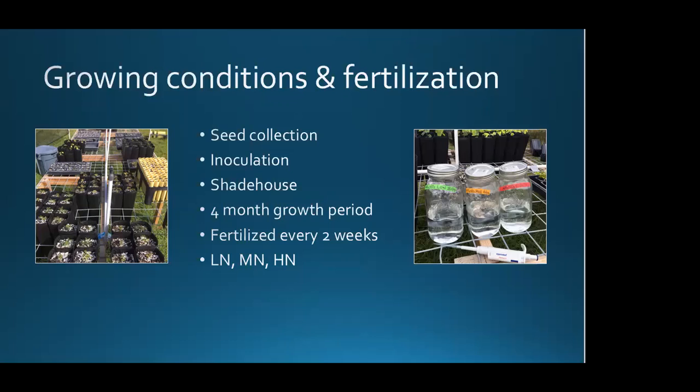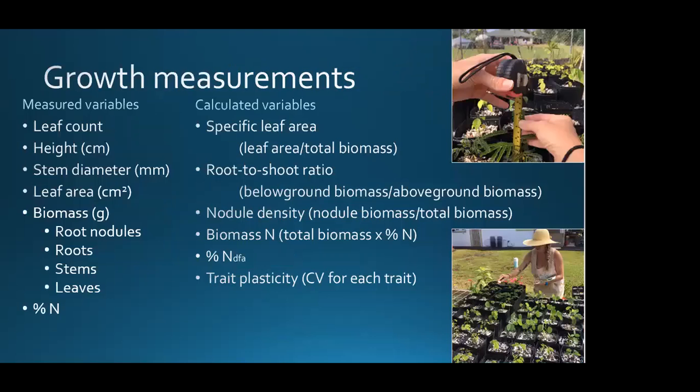Fertilization consisted of a standard nitrogen-free fertilizer to keep other nutrients constant, and 3 levels of isotopic nitrogen fertilizer to mimic an N-limited environment, an N non-limited environment, and an N saturated environment. Final growth measurements were taken for each plant. All components of the plants were harvested at the end of the growth period.